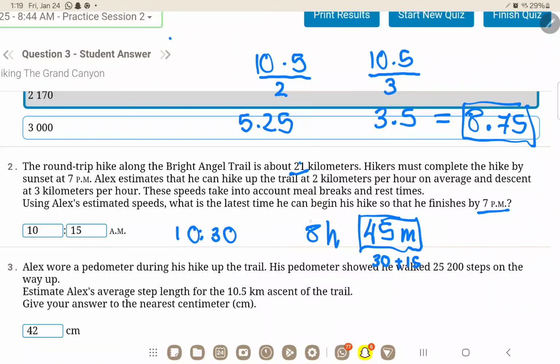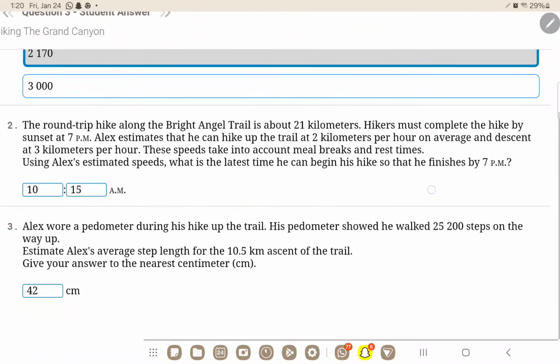10:30. Remove from it an extra 15 minutes, you're going to be left with 10:15. And that is the time you need to leave by, max. You have to have started by 10:15 or you would not finish the hike before 7 p.m., if all of his calculations were accurate. So that's how you solve this question. Now, let's move on to the next part.